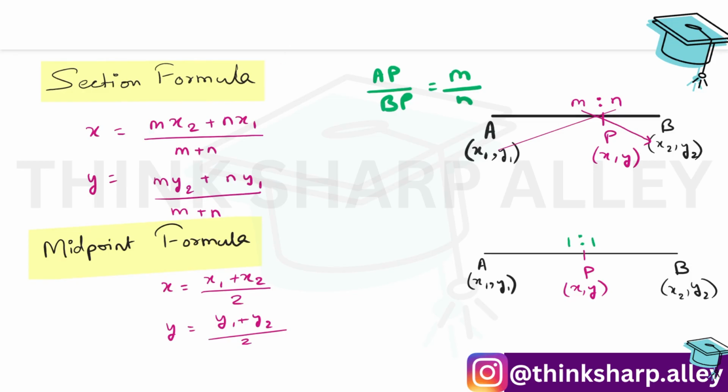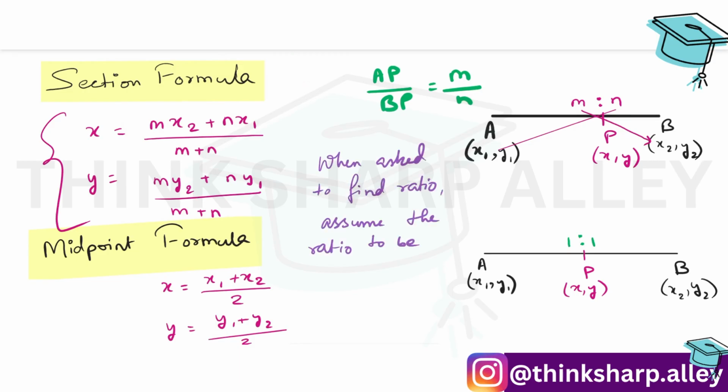Now, next question comes, what kind of question can come from these two topics? First of all, of course, to find the coordinates of P. We can apply this when the ratio is given and we have to find the coordinates of P. And sometimes you might be asked to find the ratio. So when we are asked to find the ratio, assume the ratio to be k is to 1, only when you are asked to find the ratio. Remember this key idea.